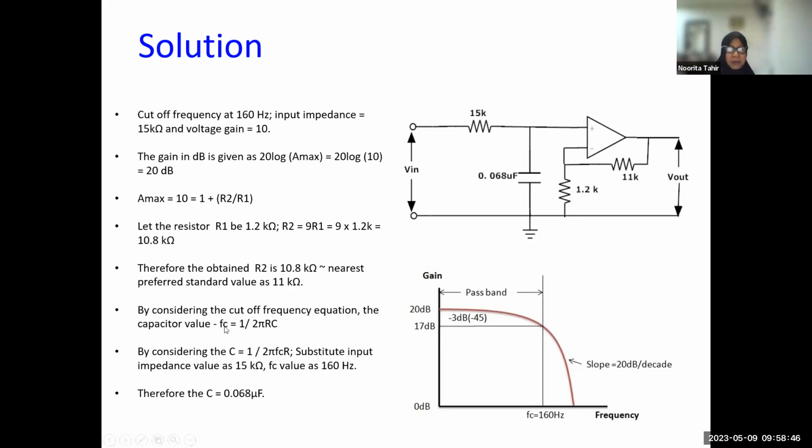So we know that we are given Xc is 15K, and we are also given that the cutoff is at 160 Hertz. So we can straight away compute what is C. So we have C around 0.068 microfarad. Okay, that's how the design of our circuit.